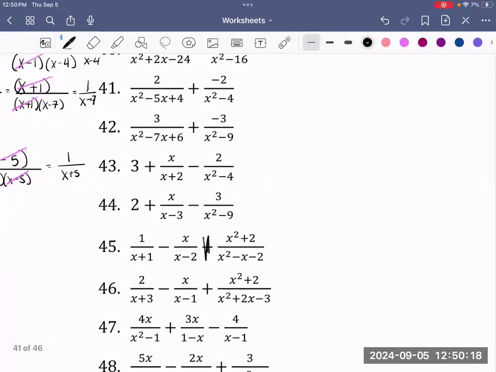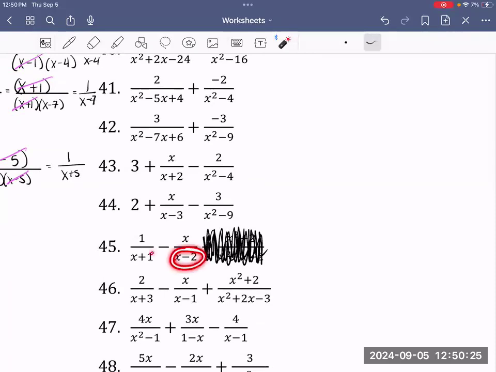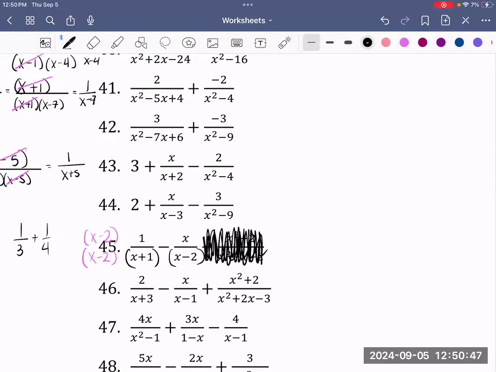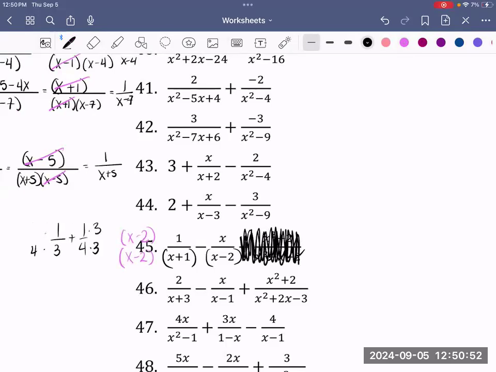Let's go ahead. I'm going to change this problem here. Now, if your parentheses don't have anything in common, keep in mind, these are working as a team. So if they have nothing in common, what you're going to be doing is multiplying by the other one. Just like the fraction 1 over 3 plus 1 over 4, right? 3 and 4 share nothing in common. So you're going to be multiplying that side by 3 and this side by 4.